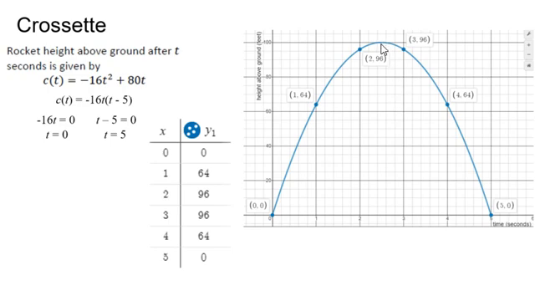So the maximum height is reached at 2.5 seconds. It took 5 seconds for this firework to be launched, hit its vertex or maximum height, and return to the ground. The interval of increasing is the first half of the parabola, and it's from 0 to 2.5. The interval of decreasing is from 2.5 to 5.